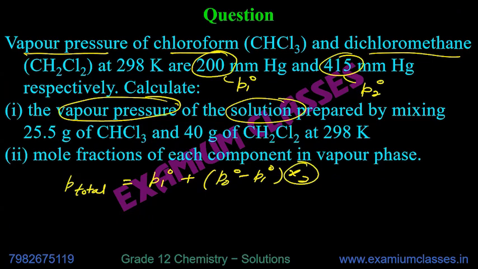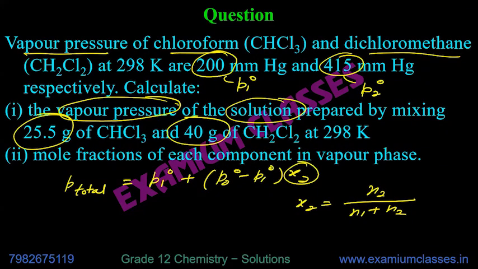And x2 is N2 divided by N1 plus N2. We get this information from the masses: given mass upon molar mass will give us the number of moles. From the number of moles, we will calculate the mole fraction. The mole fraction we will substitute along with the vapor pressures of chloroform and dichloromethane.